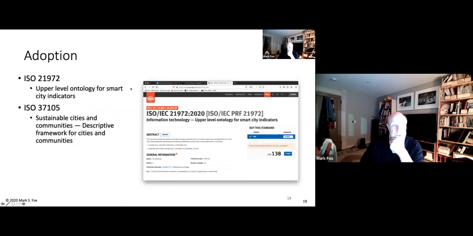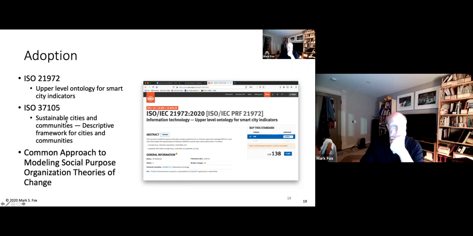The result of the creation of this ontology is that ISO/IEC has published standard 21972, an upper level ontology for smart city indicators, as you see here. And that was totally based upon the Global City Indicator foundation ontology we created. It has also been adopted in ISO 37105, Sustainable Cities and Communities, Descriptive Framework for Cities and Communities, as their indicator ontology for cities. And this ontology has also been adopted by what's referred to as a common approach to modeling social purpose organization theories of change, which I'm going to show you in a few more slides from now.